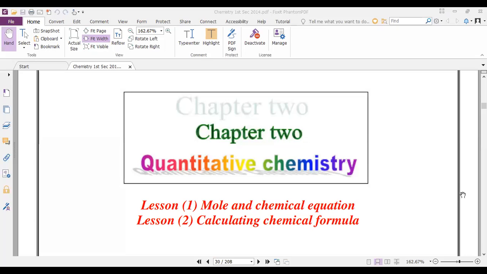ايوه إيه الأخبار؟ الحمد لله. إيه أحسن النهاردة؟ الحمد لله. تمام الحمد لله. يلا بدنا نبدأ. يلا بينا. بسم الله الرحمن الرحيم.